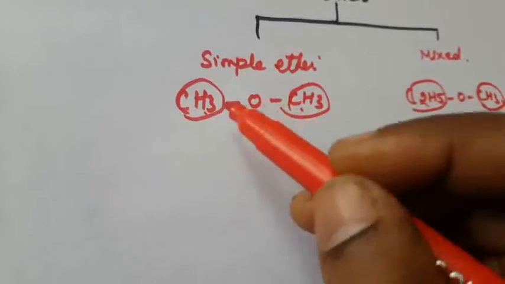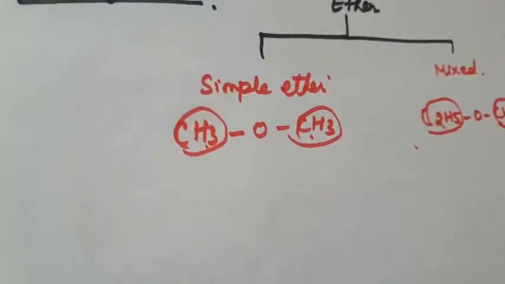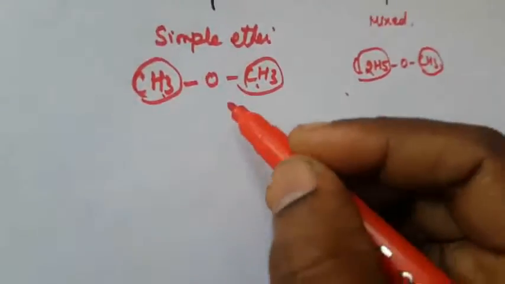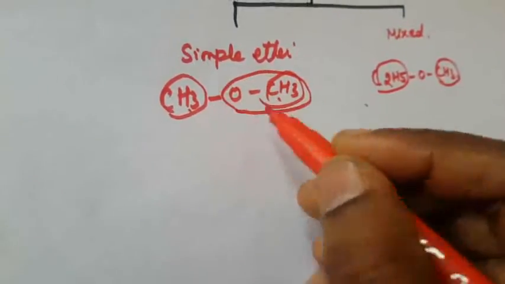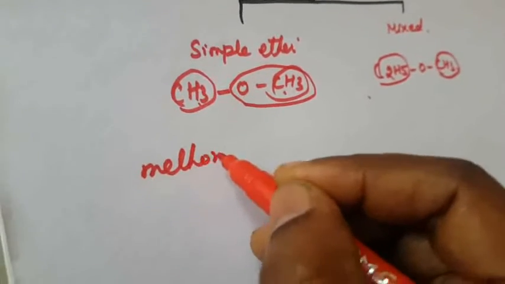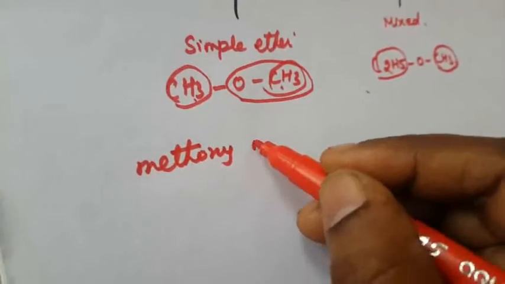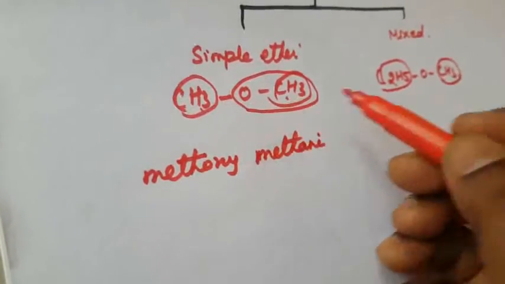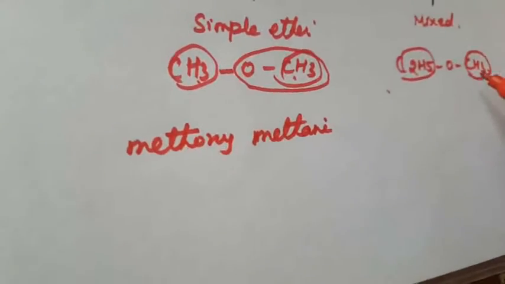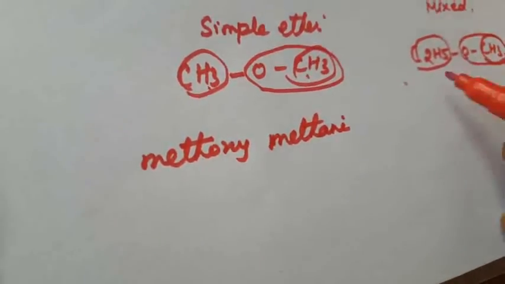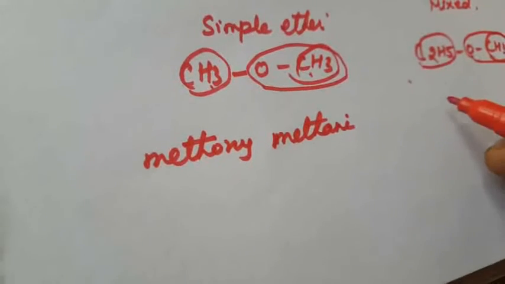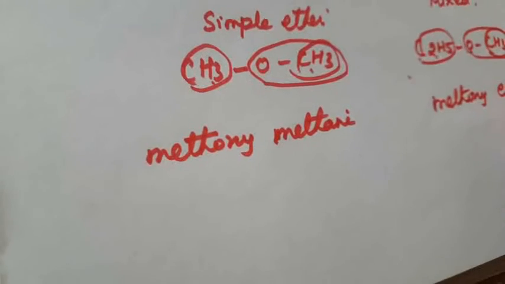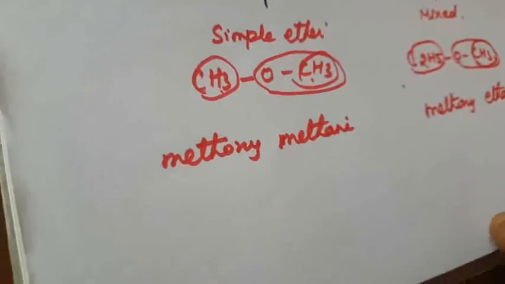So what is this compound name? How to name this compound? That is the IUPAC name of ether. How to write the IUPAC name? This is called methoxy. Okay, this is considered as a substituent group. Methoxymethane. Next one, what is this compound name? Again it will be methoxyethane. So 2 carbons are there, so that is methoxyethane.